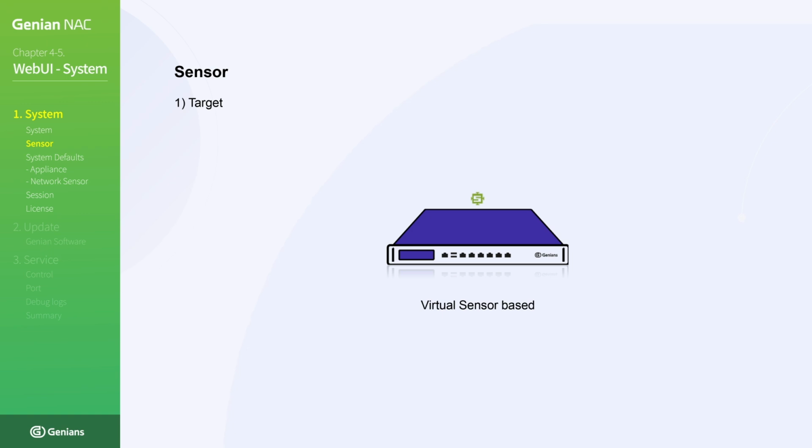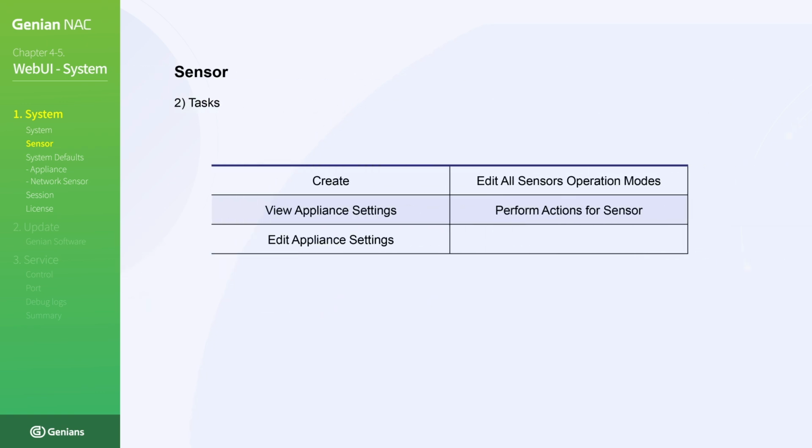In the Sensor section, you can apply or modify the settings for virtually registered network sensors. Here are the tasks available in Sensor. You can review the settings for network sensors or perform batch modifications.